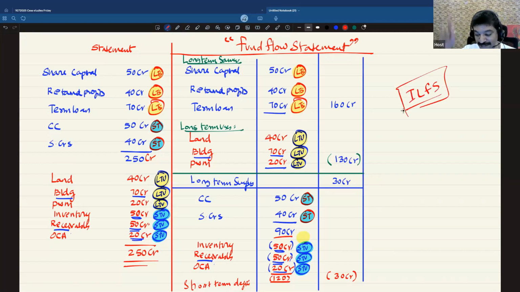Okay, this is not connected with the ILFS company, which actually made a mess. And that mess is very visible and clear in the fund flow statement because they basically diverted short-term funds for long-term purpose. Okay, that comes over there.